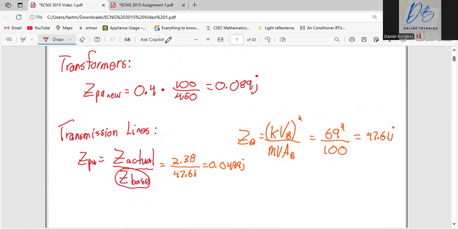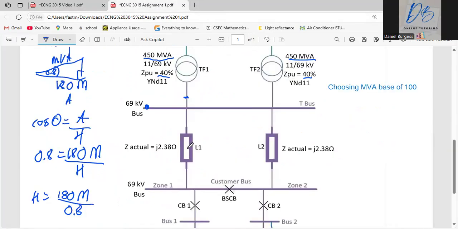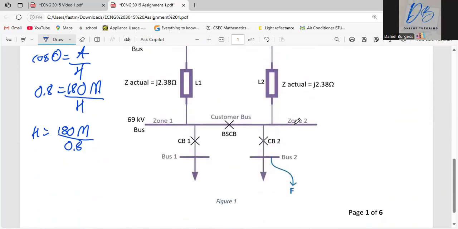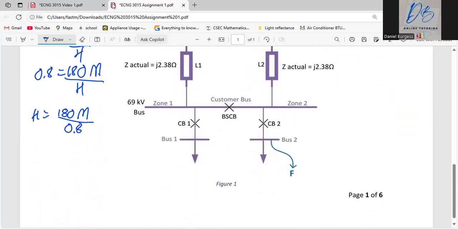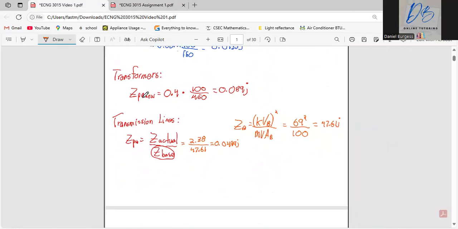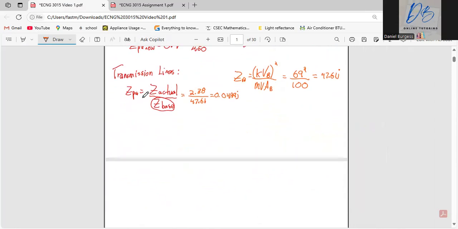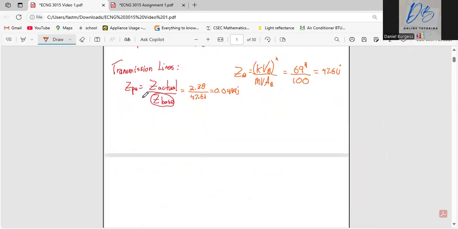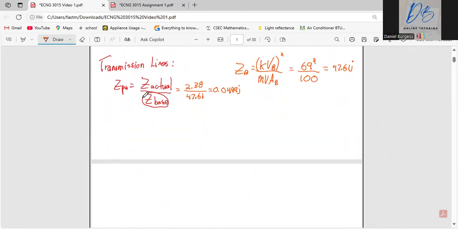So anyway, that was the transmission lines. We converted these, and we converted these. So the last thing we have to do is just draw an equivalent circuit for everything, basically. But before I do that, I want to calculate something. So the last thing you will need to calculate is something called a current base, or I base.